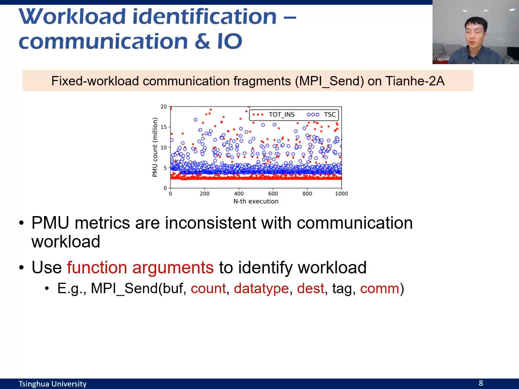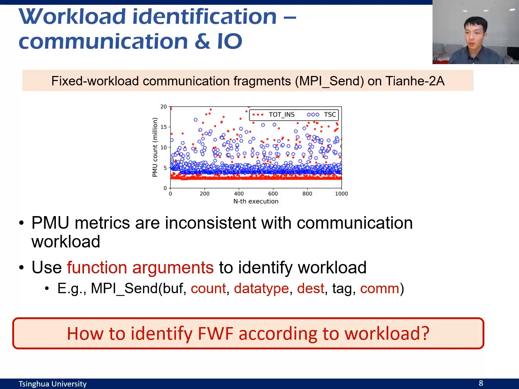To solve this problem, let's recall how we collect communication and I/O fragments. Communication and I/O fragments are actually external functions for Vapro. Their workload is well defined by their arguments. For example, for MPI send, we can collect the number of elements, the type of them, and their destination to describe workload. Now, we can fully describe workload for computation, communication, and I/O.